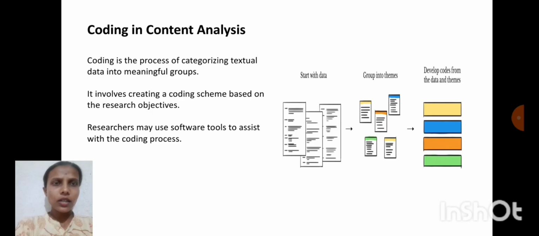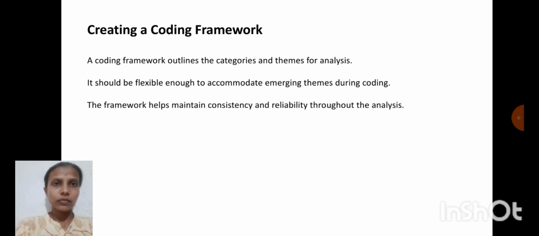Coding in content analysis. Coding is the process of categorizing textual data into meaningful groups. It involves creating a coding sequence based on the research objectives. Researchers may use software tools to assist with the coding process.